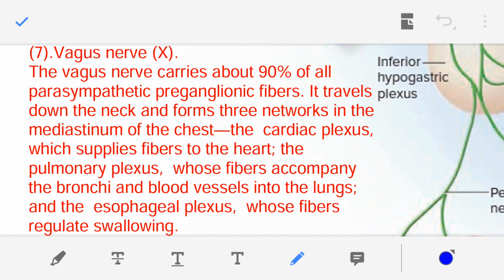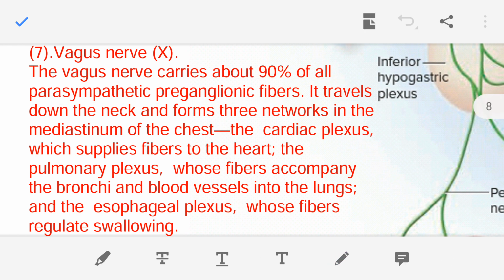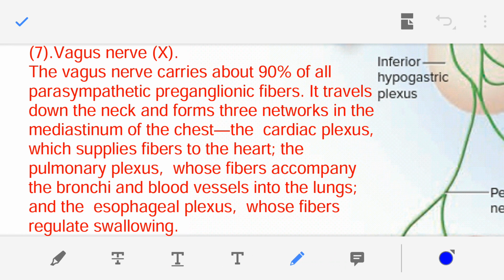Now the vagus nerve carries about 90% of all parasympathetic preganglionic fibers. Okay, 90% of parasympathetic preganglionic fibers are present in the vagus nerve. Now this vagus nerve travels down the neck, and it forms 3 networks. These networks are known as plexus.